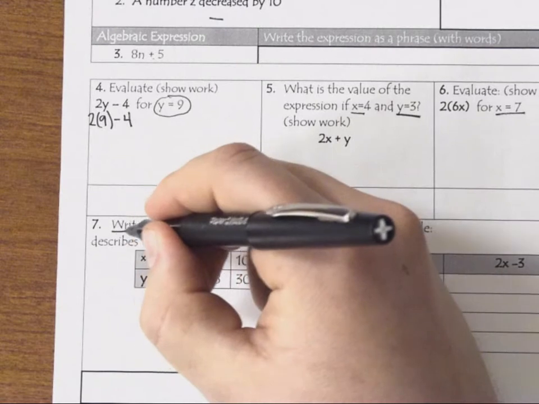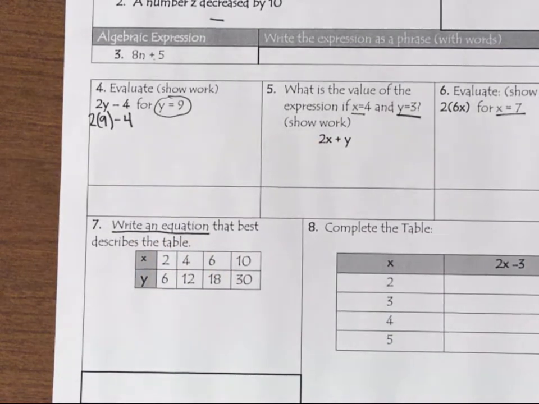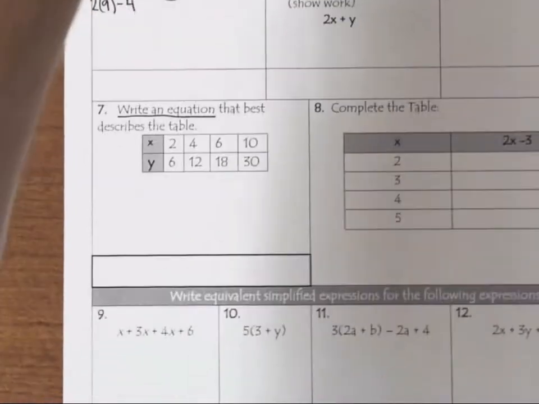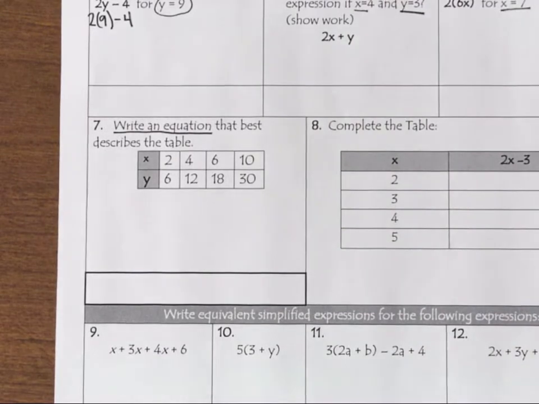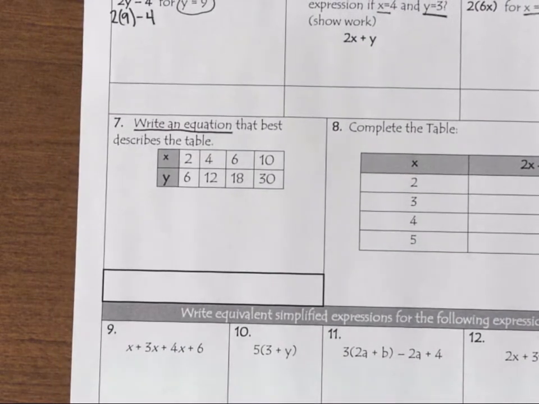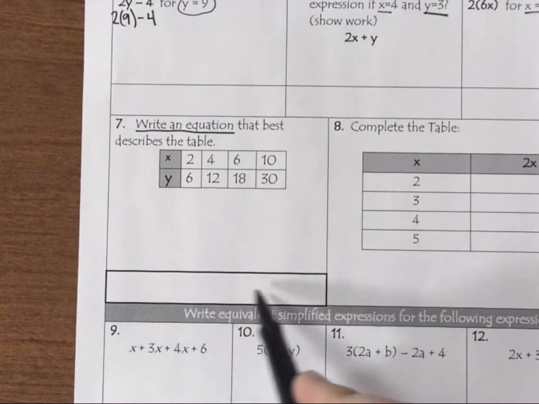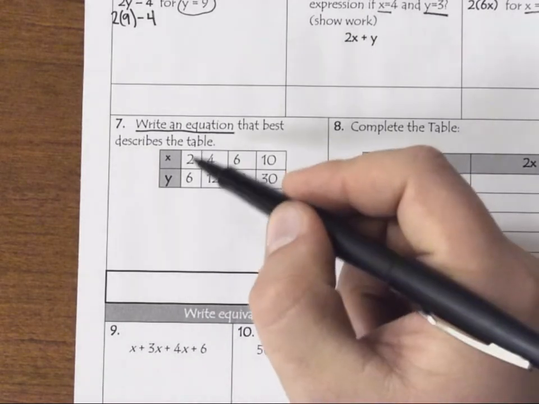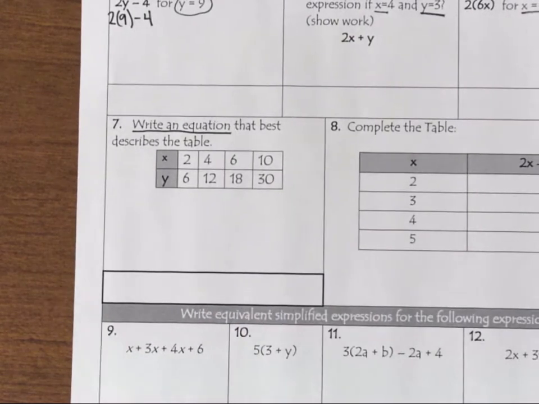But I need to write an equation that best represents the table. So an equation that would represent that means that you need to write an expression or an equation that represents how x is being multiplied by 3. Remember, when you write a number next to a variable, the number always comes first as your coefficient. So write an equation that would represent x being multiplied by 3.